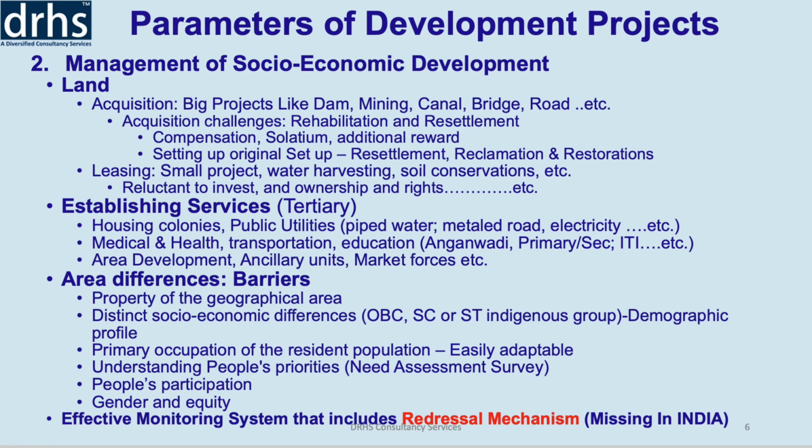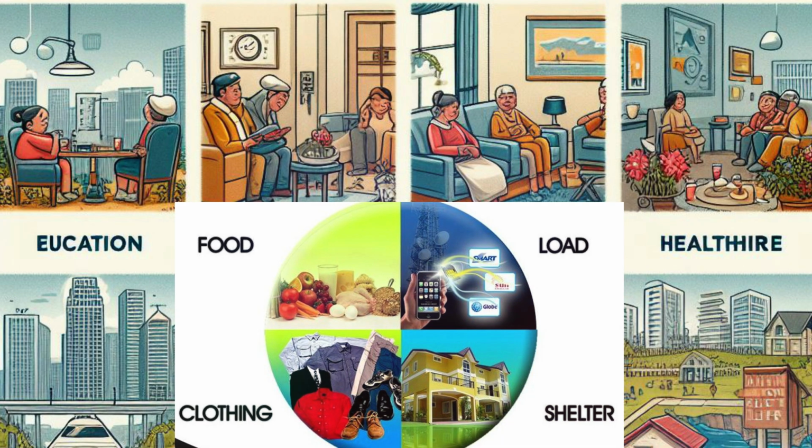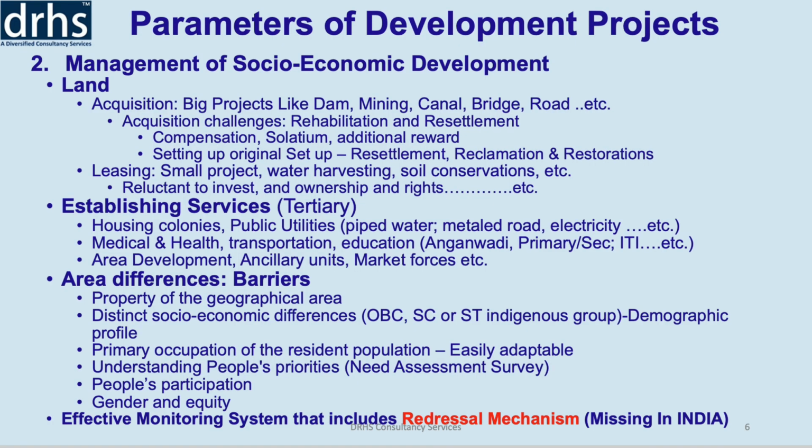The second critical aspect of socio-economic development projects involves establishing services that cater to the basic needs of the resident population or the project affected population. This includes the development of housing, colonies, public utilities, medical and health services, transportation, education, followed by area development, ancillary units and the market force. Another vital aspect is understanding the area's unique characteristics or barriers. These encompass the properties of the geographical area, distinct socio-economic differences among the various social groups, demographic profiles, and the primary occupation of the resident population.